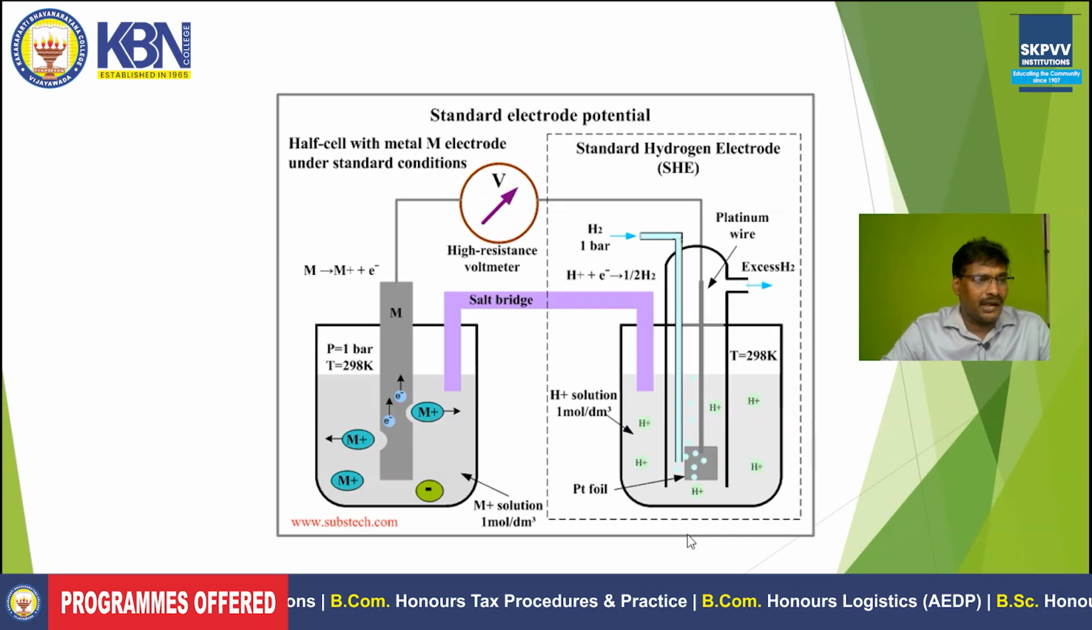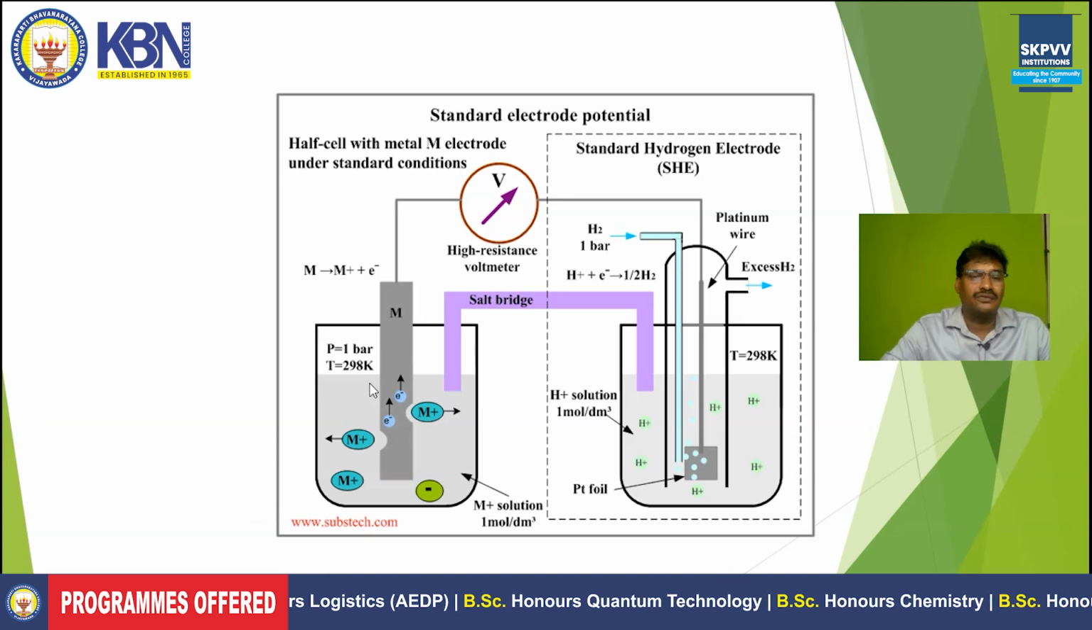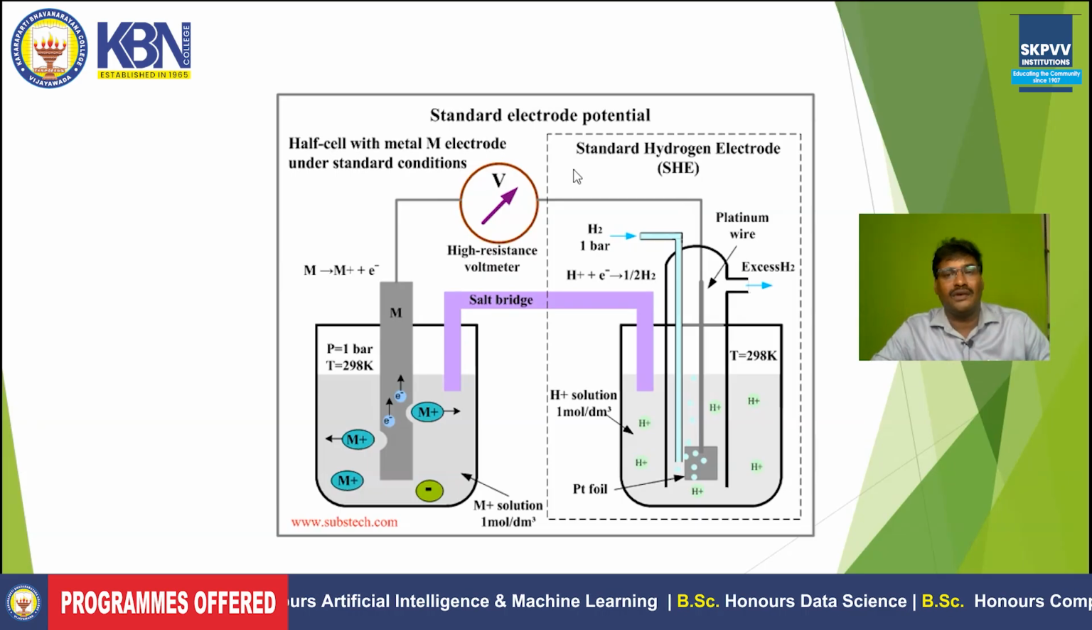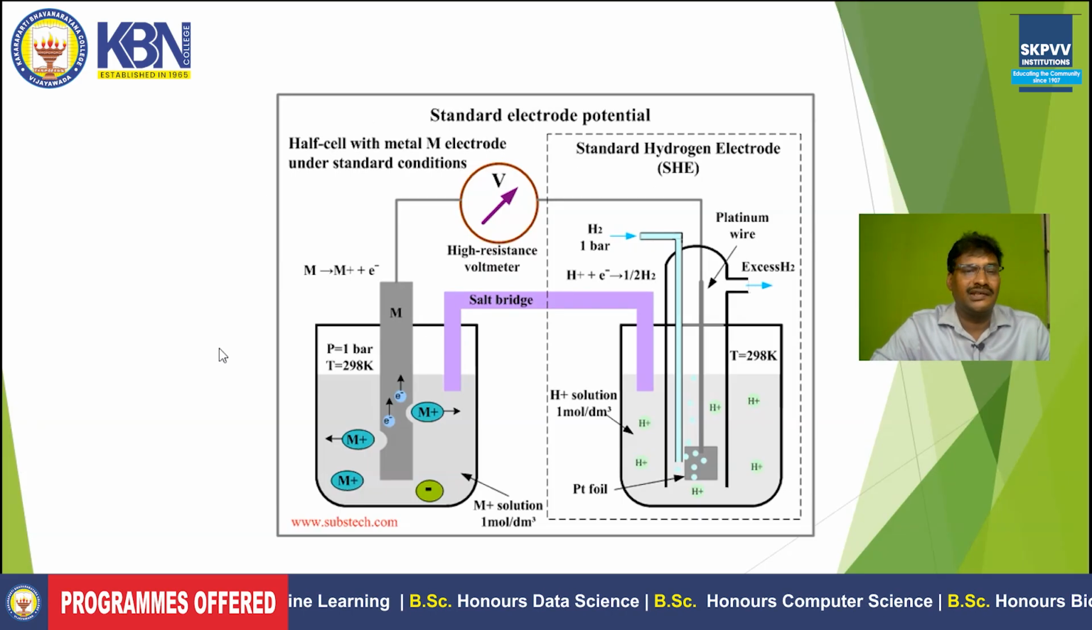Therefore, for any metal dipped in its own ions at 298 Kelvin and pressure of 1 bar, the potential developed is called the standard electrode potential. This can be measured by connecting with a reference electrode. Here the reference electrode is the standard hydrogen electrode. This is the measurement of one metal electrode.